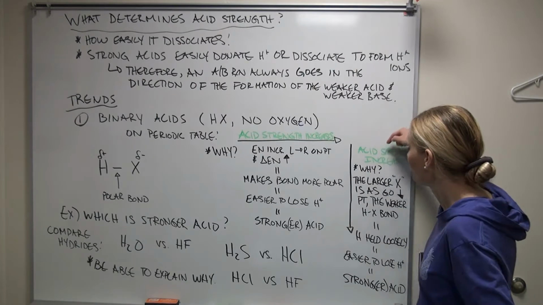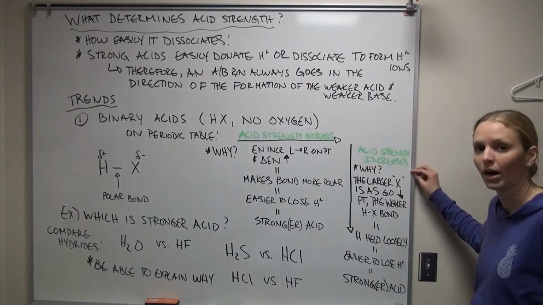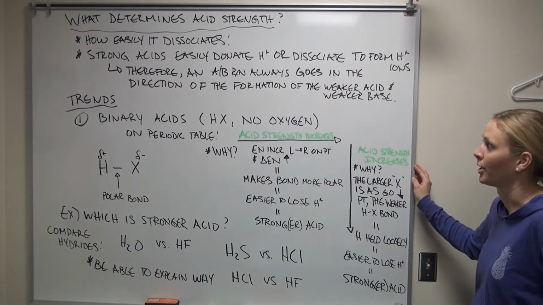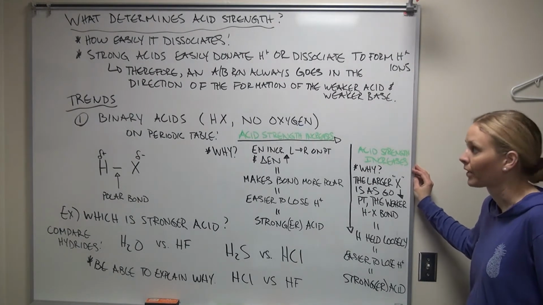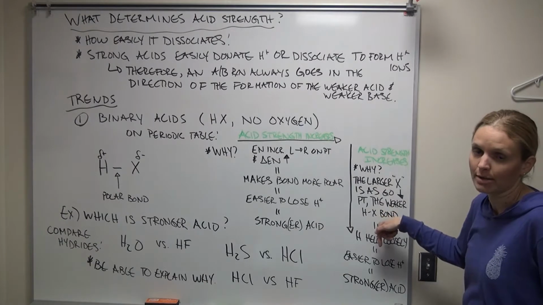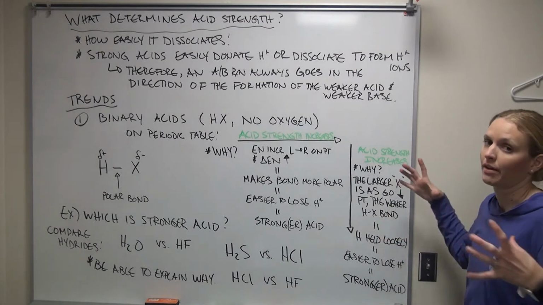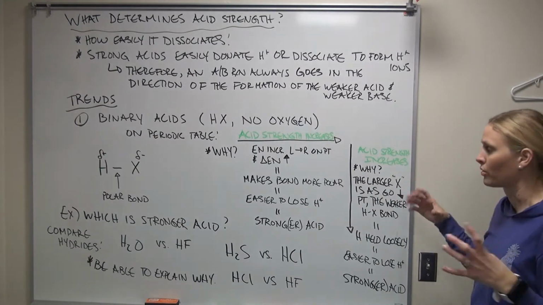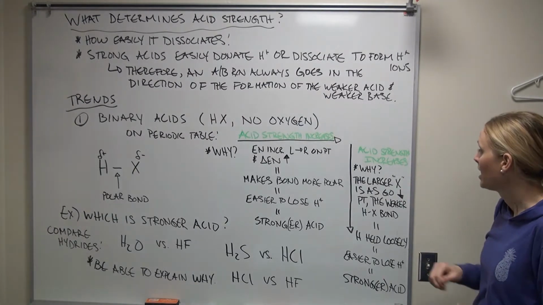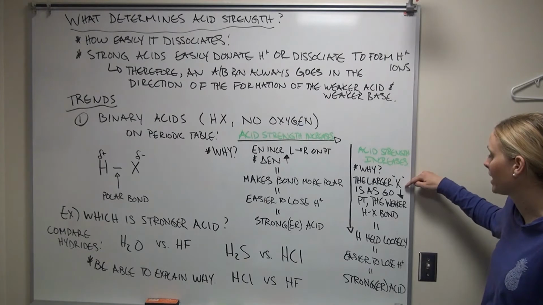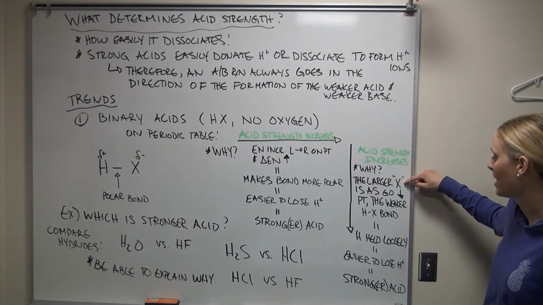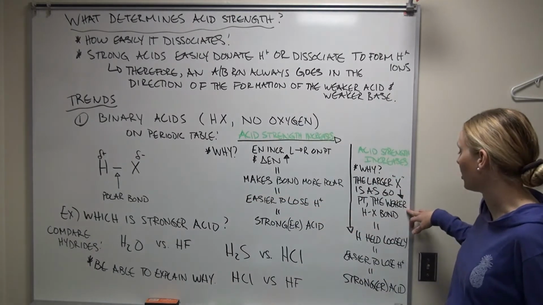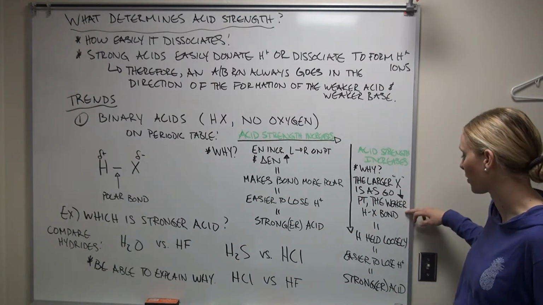As we go down on the periodic table, why does the acid strength increase? If you think back to last semester, the size of atoms as you go down the periodic table also increases. So they have more orbitals, they have more electron density residing outside of the nucleus, and because of that, it makes the HX bond weaker.